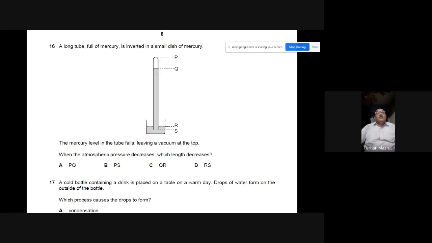A long tube full of mercury is inverted in a small dish of mercury. The mercury level in the tube falls, leaving a vacuum at the top. When the atmospheric pressure decreases, which length decreases? When the atmospheric pressure decreases, the QR length will decrease. So C is the option for question number 16. When the atmospheric pressure drops, the length QR will become smaller.